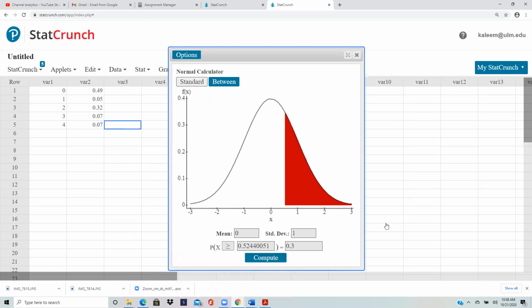So if you were to do it through the bottom 70%, what would you do? What do you think? It would be the sign, we would change it to less than or equal to and put 0.7 in the area box. And I'll give you the same thing, 0.5244.